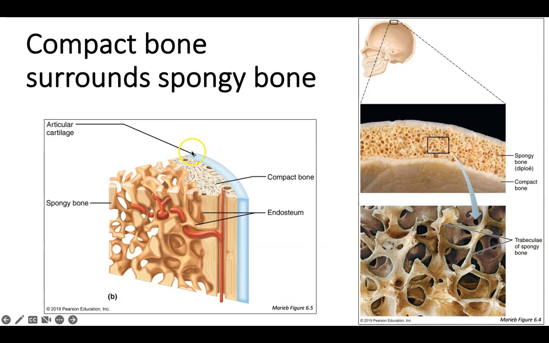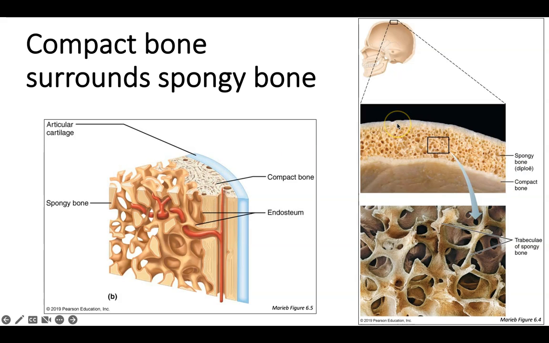As I've mentioned a few times already, that compact bone is going to be surrounding the spongy bone in different types of bone. So here on the left, we have an illustration showing, it looks like the epiphysis of a long bone, where there's spongy bone in the center, there's articular cartilage around the end, and then in between those is the compact bone surrounding it.